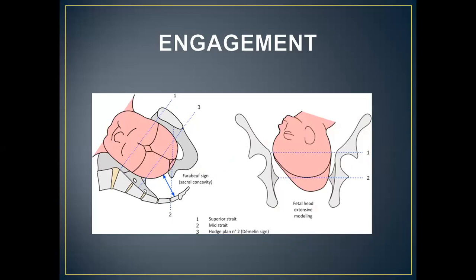Engagement. What is meant by engagement? Engagement is the passage of the largest transverse diameter through the pelvic inlet. In a case of the head, the largest transverse diameter is the biparietal diameter passing through the inlet. It means the lowermost portion of the head is at the level of the ischial spine when the head passes through the pelvic inlet, and this is known as station zero.